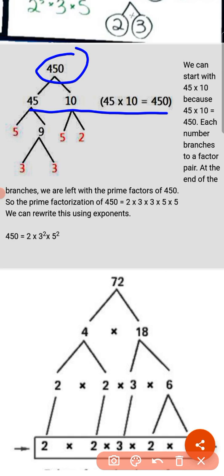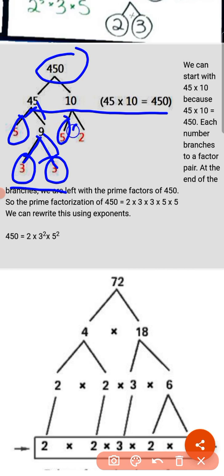Now each number branches to a factor pair. 45 can split as 5 and 9. Circle the prime number. Since 9 is a composite number, split 9 as 3 into 3. So this step is over. Now take the number 10. 10 is a composite number, so split 10 into prime factors, that is 5 into 2.